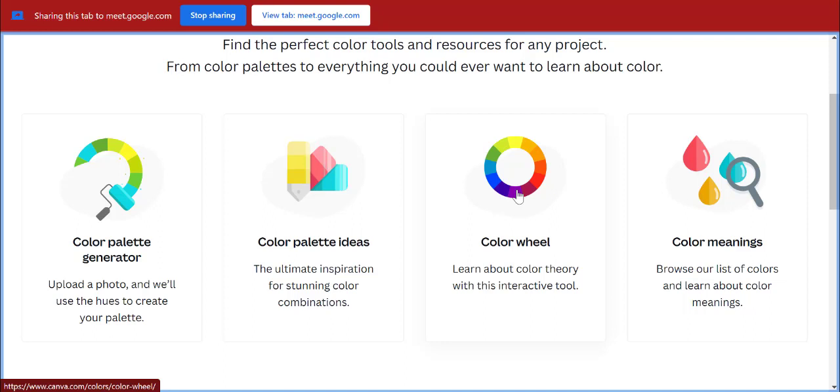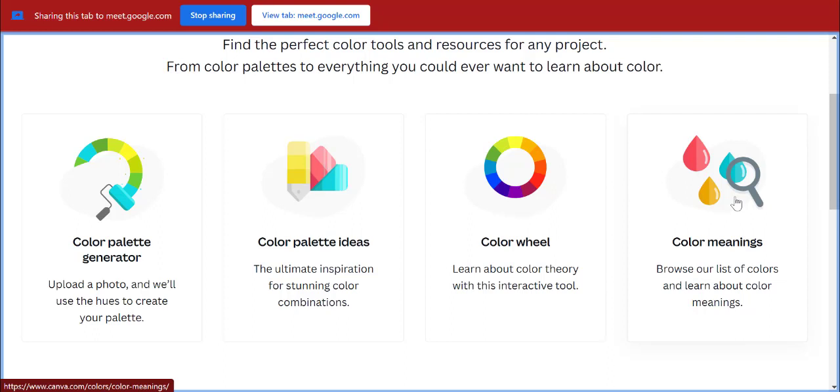And I also said in this particular section here, Canva also explains the color theory. So learning more, it's also here, learn more about color theory with this interactive tool and all that. Okay, so that's it for you guys to dwell on during this weekend. So just go through it.